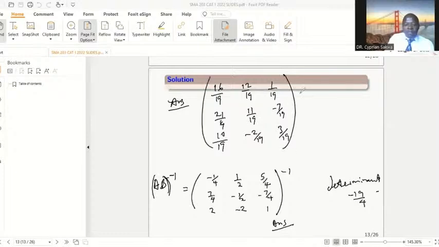Of course, you can even factor 1 out of 19 outside if you want. If you want, you can factor it out and just write 16, 12, 1, 21, 10, negative 7, 10, negative 2, and 3. And that becomes the answer. And I think that is the format that the question wanted. The question wanted the 1 over 19 outside.